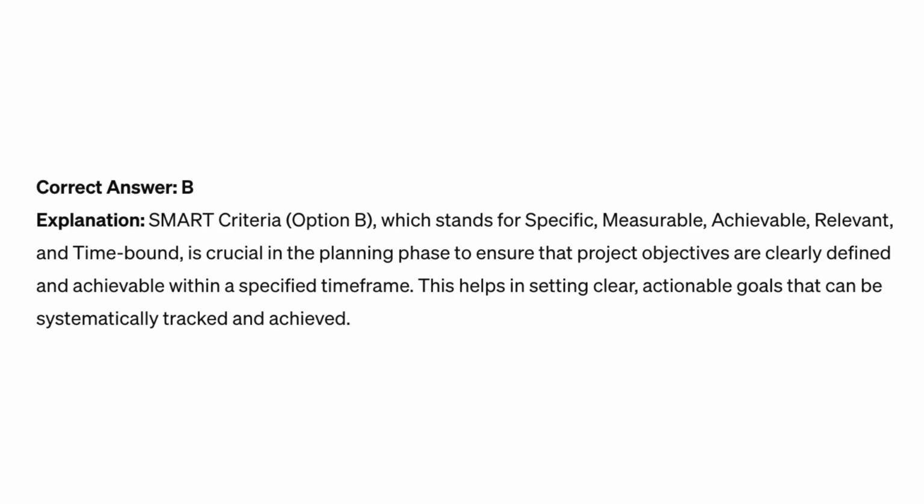Correct answer B. Explanation: SMART criteria, option B, which stands for specific, measurable, achievable, relevant, and time-bound, is crucial in the planning phase to ensure that project objectives are clearly defined and achievable within a specified time frame. This helps in setting clear, actionable goals that can be systematically tracked and achieved.